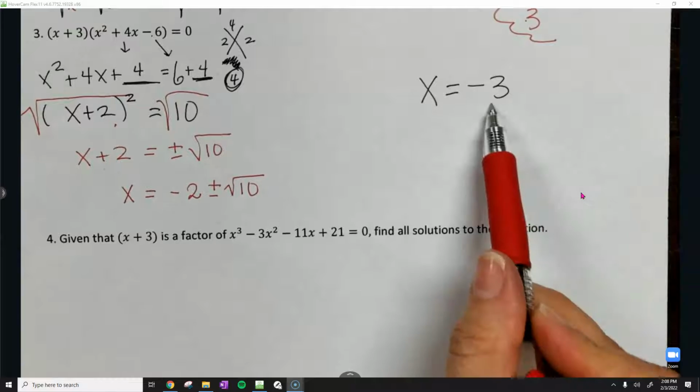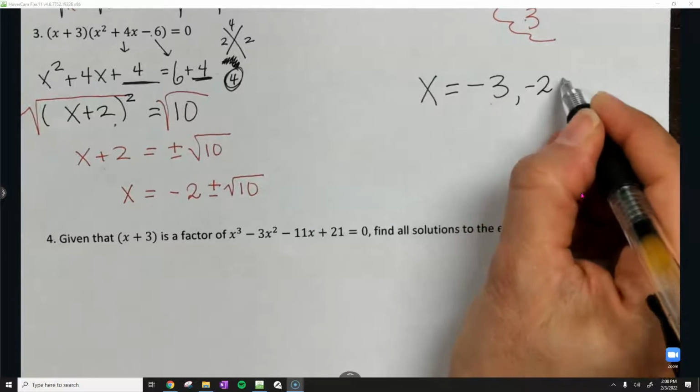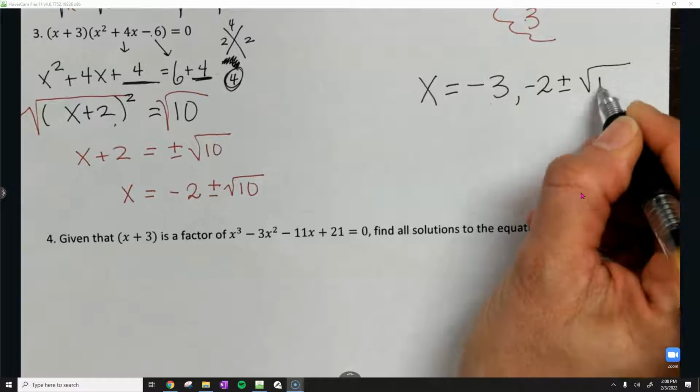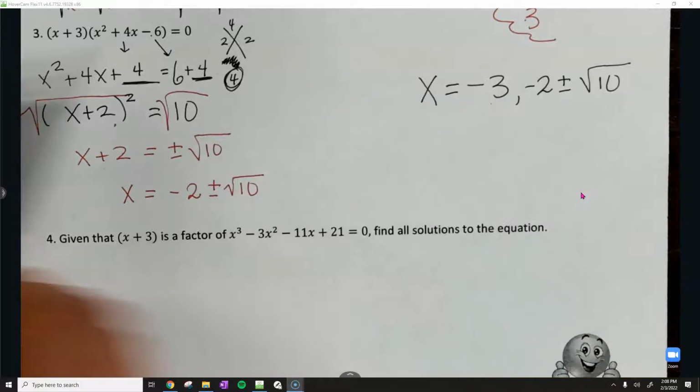I'm going to recopy that over here. I had a degree of 3, which means I have to have 3 answers. I do. Remember, that counts as 2 answers. There's your third one.